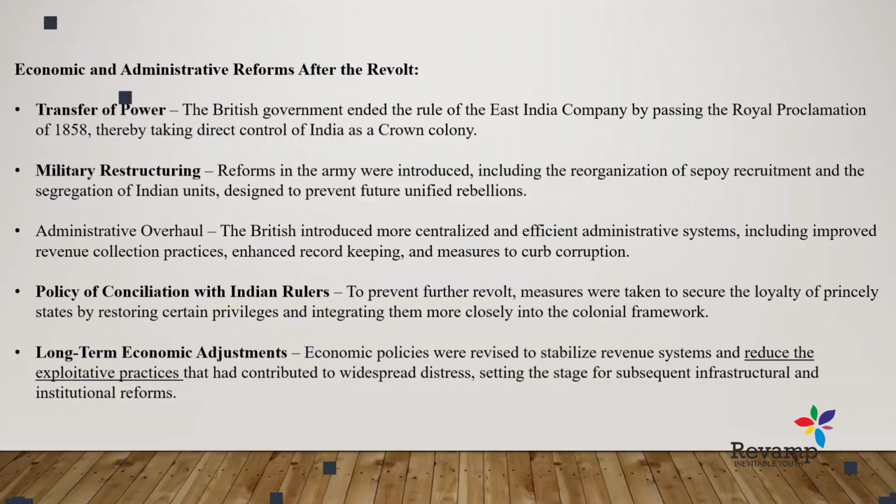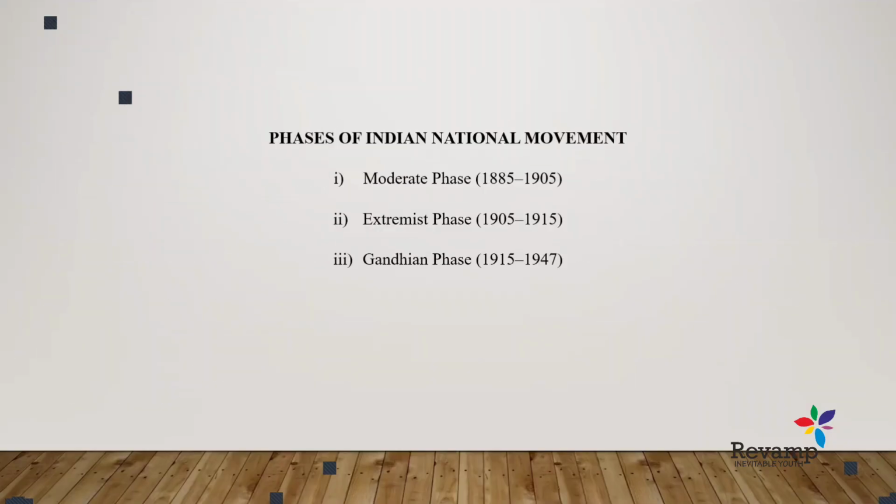There was also a military restructuring process, through which Indians were given more preference in the recruitment of the military system. There were also long-term economic adjustments, and taxation on the peasants was reduced. These administrative and economic reforms were adopted to dilute the effectiveness of the rebellion. After this, the Indian national movement also started in 1885.